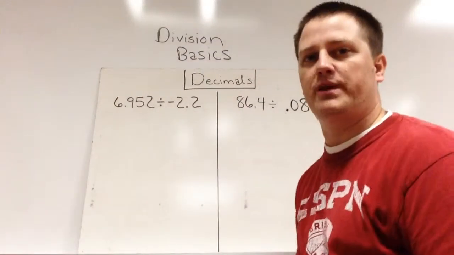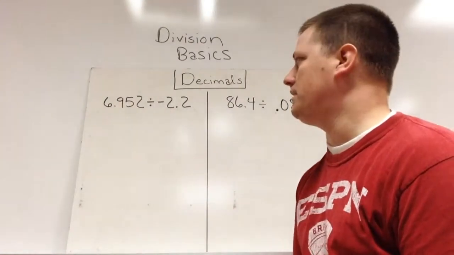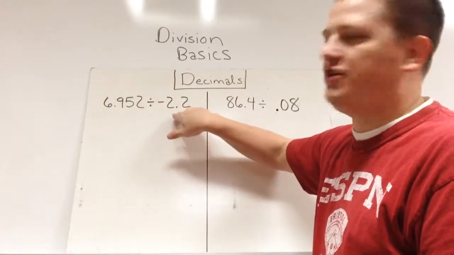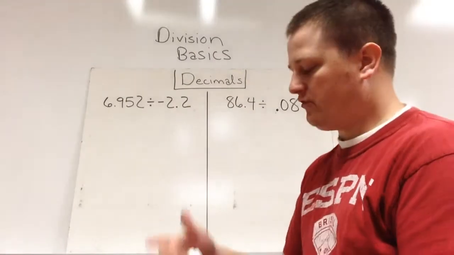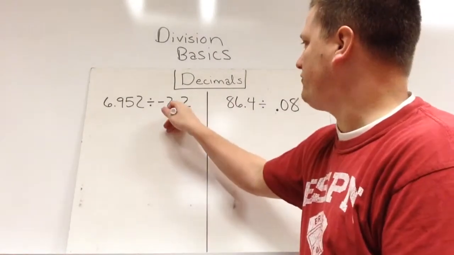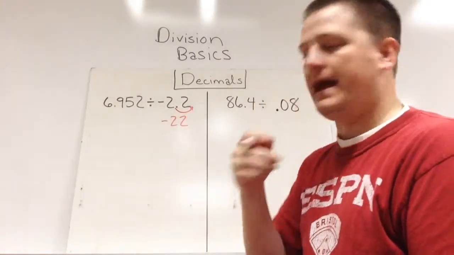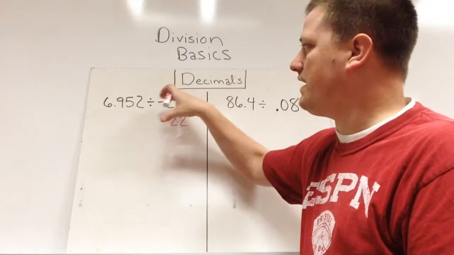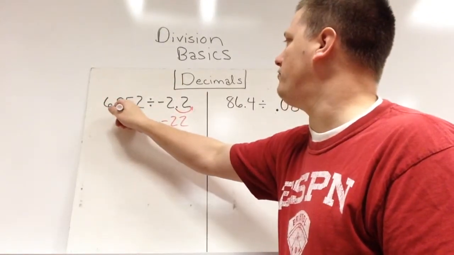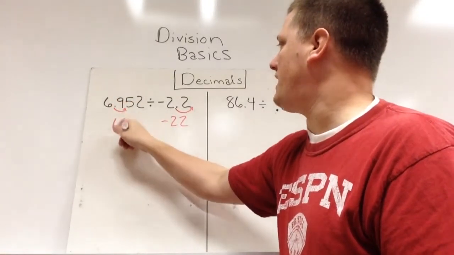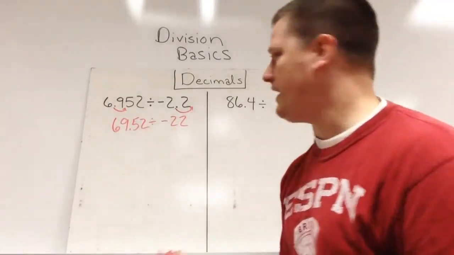Now, for decimals, we don't do much different than integers, except we have to change the problem a little bit. So what we do is we can't have a denominator that has a decimal. So what we do is we move the decimal out. So here I've got to move it 1, so I'm going to make this negative 22. And however far you move the decimal in your denominator, you also have to move in the numerator. So this one has to move 1 spot. So this is 69.52 divided by negative 22 instead.